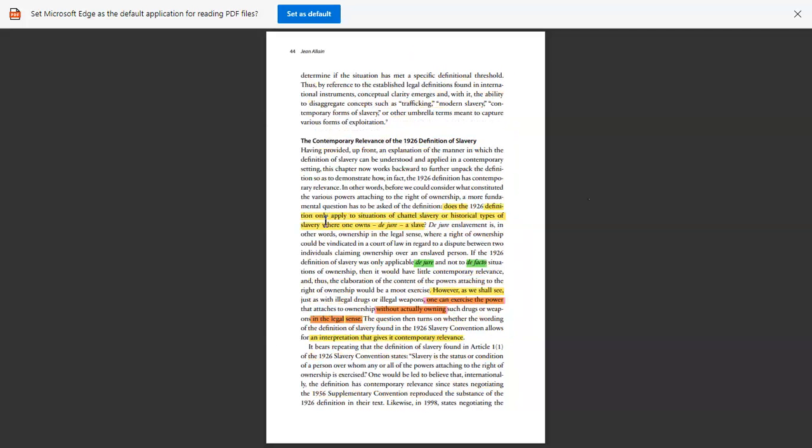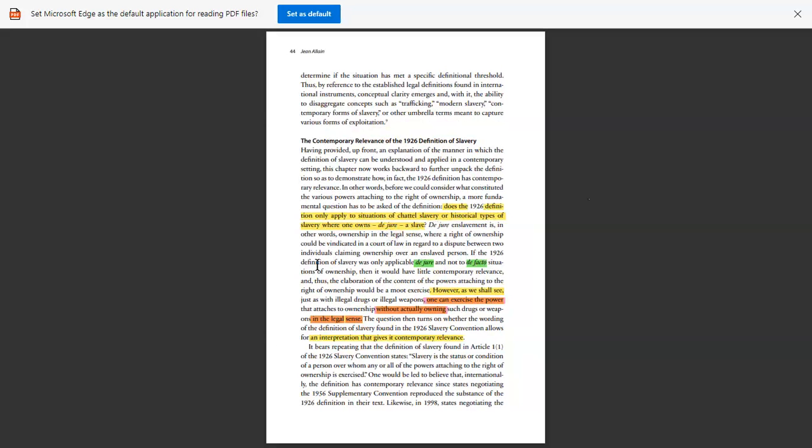Does the definition only apply to situations of chattel slavery, or historical types of slavery where one owns de jure a slave? So here, de jure enslavement is, in other words, ownership in a legal sense. So this is where I wanted to highlight that we get a little bit into the difference between de jure and de facto. De jure is ownership in a legal sense. It's what's being done within the legal system.